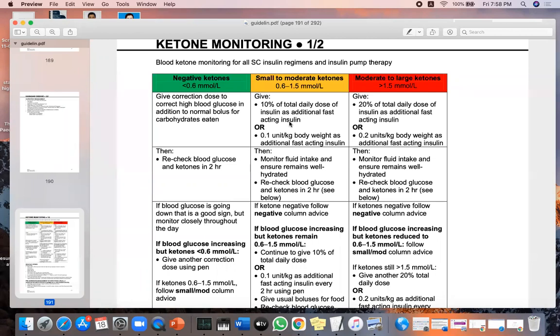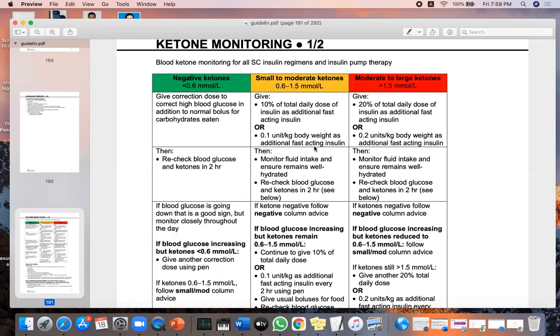Now, how many times can you give this correction dose? Suppose you gave 2 correction doses 2 hours apart, and the blood glucose is falling, but the ketone is not falling, and the patient is not getting oral food. Patient cannot take orally. Suppose patient has vomiting or patient is feeling drowsy. In that case, definitely you have to admit the child after 2 failed correction doses, or if the patient is going from yellow zone to red zone. Okay, that means it is alarming. Your correction dose is failing. So you have to admit the child.